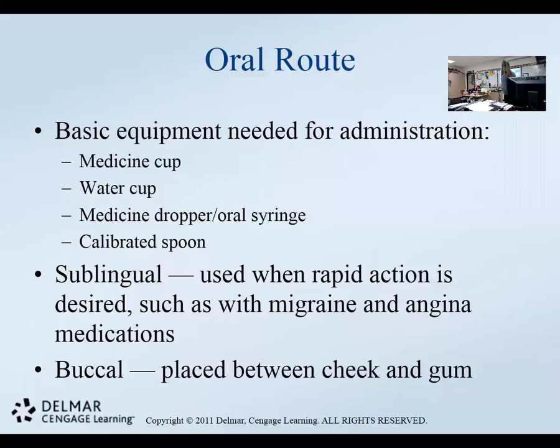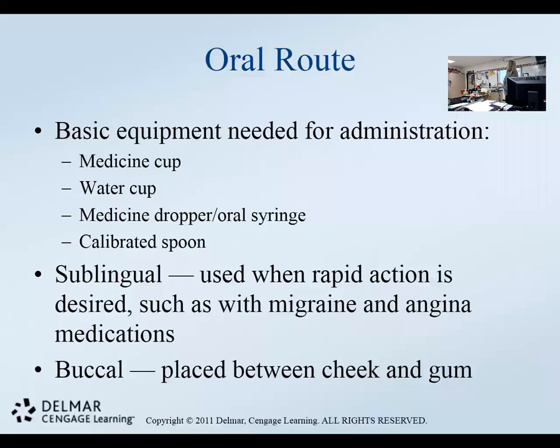So, oral route, basic equipment needed, obviously, whatever you're going to put the medicine in. Medicine dropper and oral syringe, they look different. An oral syringe looks different than a syringe that you use with a needle. Usually the tip of them, there's not threads around it, so that you can screw a needle onto there. Calibrated spoon, one of those little medicine spoons that they get sometimes.